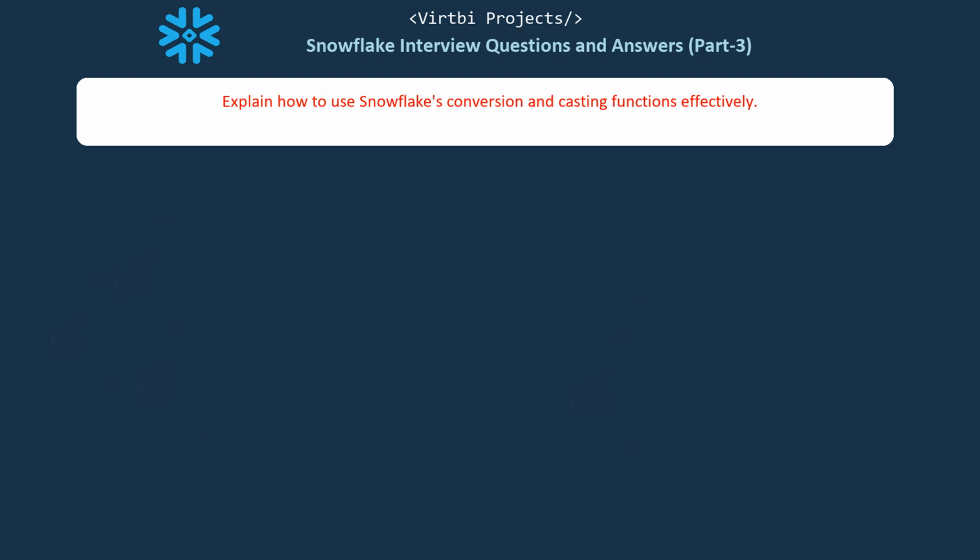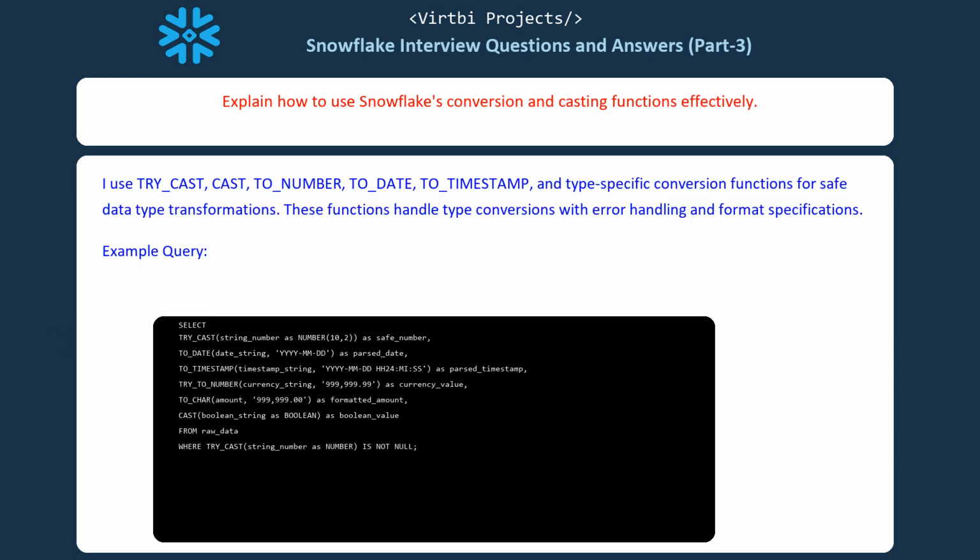Explain how to use Snowflake's conversion and casting functions effectively. I use try_cast, cast, TO_NUMBER, TO_DATE, TO_TIMESTAMP, and type-specific conversion functions for safe data type transformations. These functions handle type conversions with error handling and format specifications. Here's an example query.